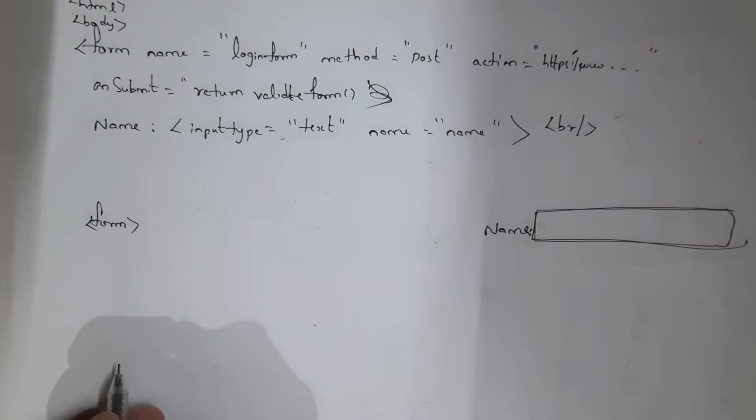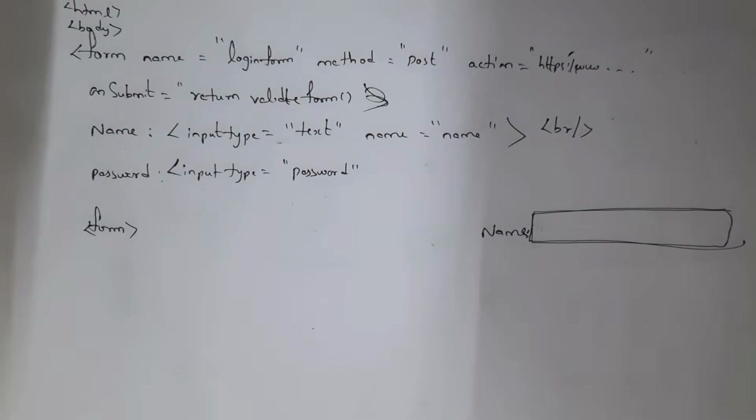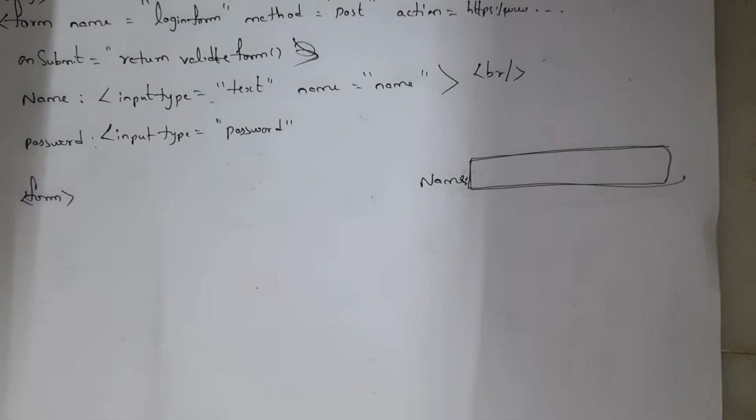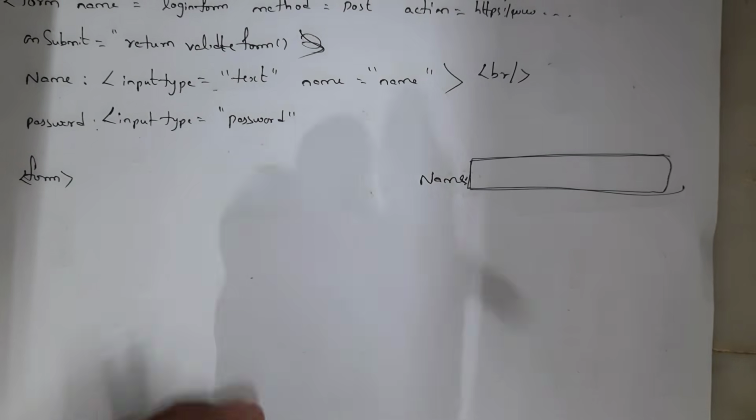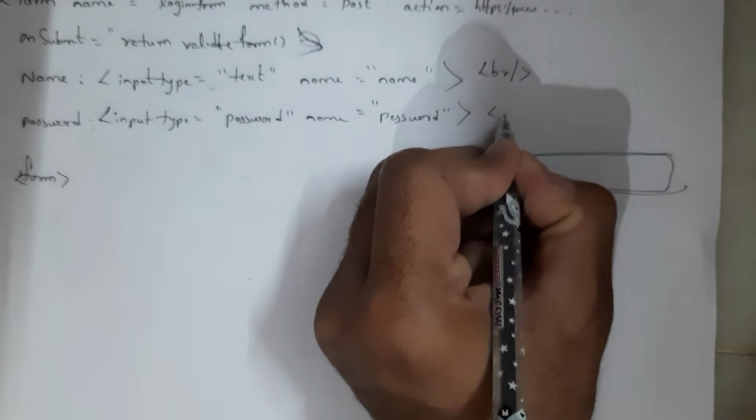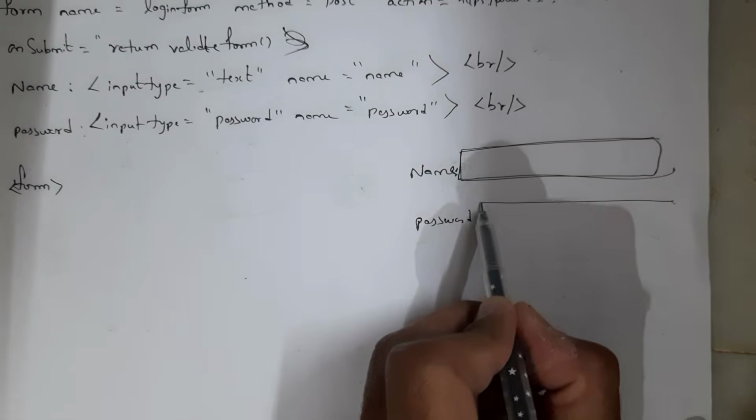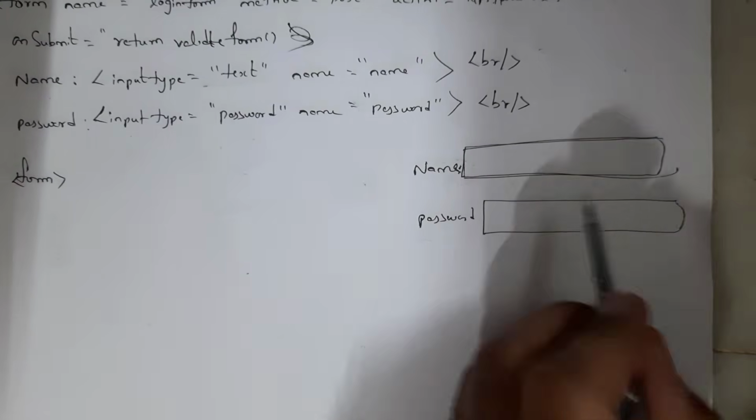And similarly I need to create password. For password, input type is password. In password you can enter text, and as well as you can also enter numbers and special characters. And I gave name as password. This is name which I have given. And at last you need to use break tag in order to break line. By typing this particular line of code, there is one text box created. In this we can enter password.